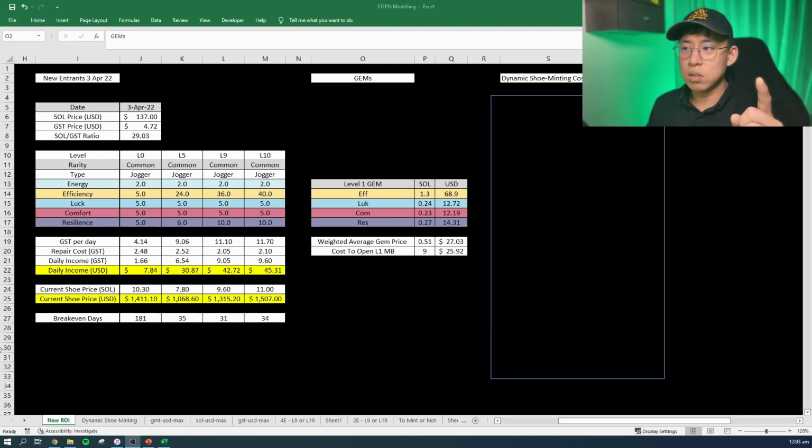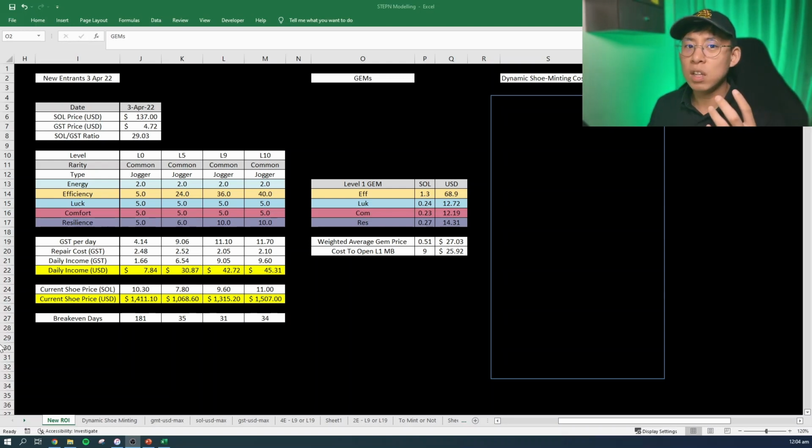However, do take note that it's actually a weighted average gem price, because you only have a 25% chance to get an efficiency gem, where getting an efficiency gem is earning you most of the profit here. If you are unlucky, you might get luck, comfort, or resilience gems, which is actually most of the time, almost 75%. And so if you keep getting those gems, you'll actually be losing money. And so it may not be advisable to keep spending GST to open up your mystery boxes.